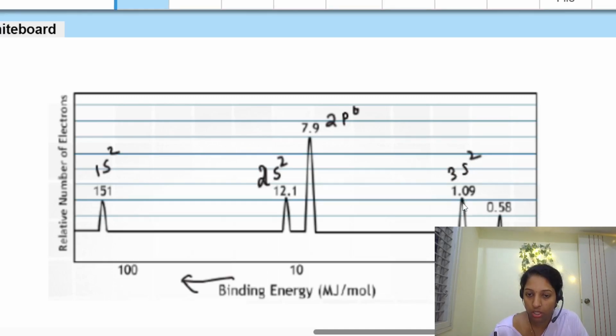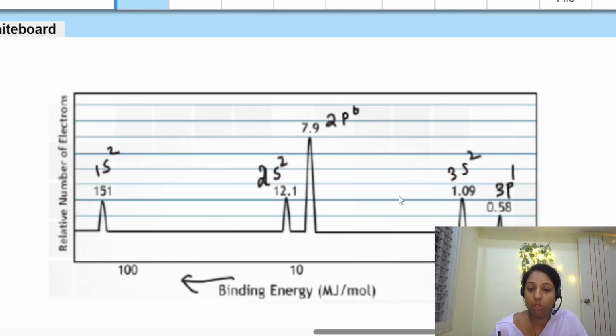So 3s2, 2s2, 1s2 are all this much of height. So this may be, yes, after 3s2, this one may be 3p, but only with one electron. So you can easily identify that 3p1 means which is the element. Yes, aluminum, right? So in that way, kind of questions you can expect.